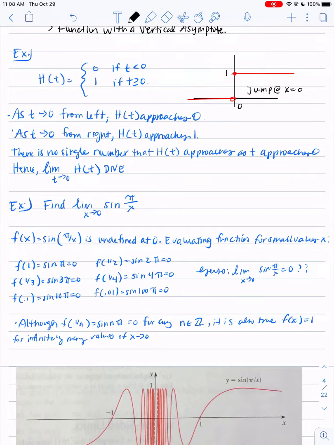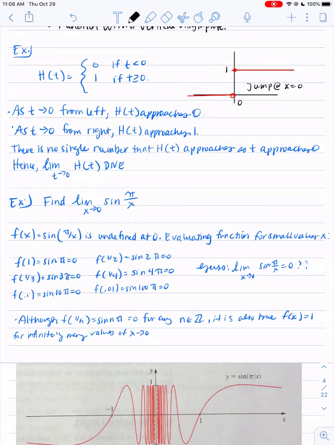So for h of t, I have 0 if t is less than 0, and 1 if t is greater than or equal to 0. So I have a jump at t equals 0. So as t approaches 0 from the left, h of t approaches 0. And then as t approaches 0 from the right, h of t approaches 1. So there's no single number that h of t approaches as t approaches 0. So therefore, our limit does not exist.